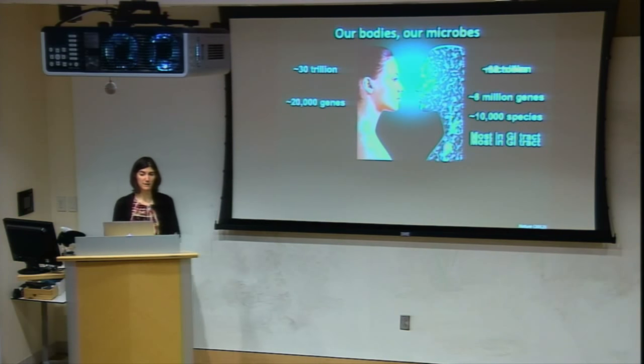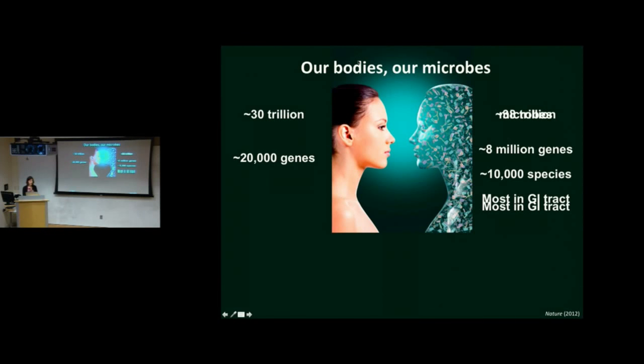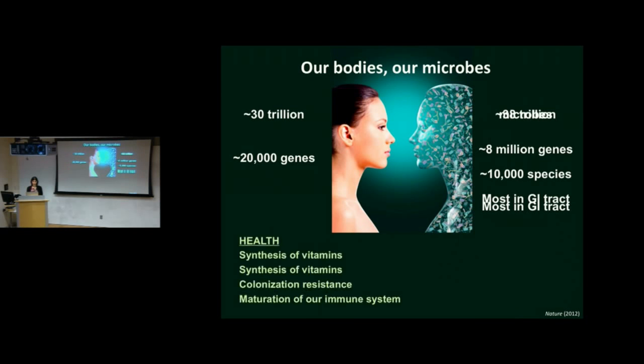Okay, so we have about as many microbial cells in our bodies as human cells. This says 38 trillion in my computer. And most of those bacteria are in our gastrointestinal tract, while our 30 trillion human cells have about 20,000 genes that are encoded in them. In our microbial population, we have 8 million genes. So even though the cell numbers are about the same, the genetic potential of these microbes that are living in our bodies is humongous. And there's up to 10,000 different species that can live in the gastrointestinal tract.